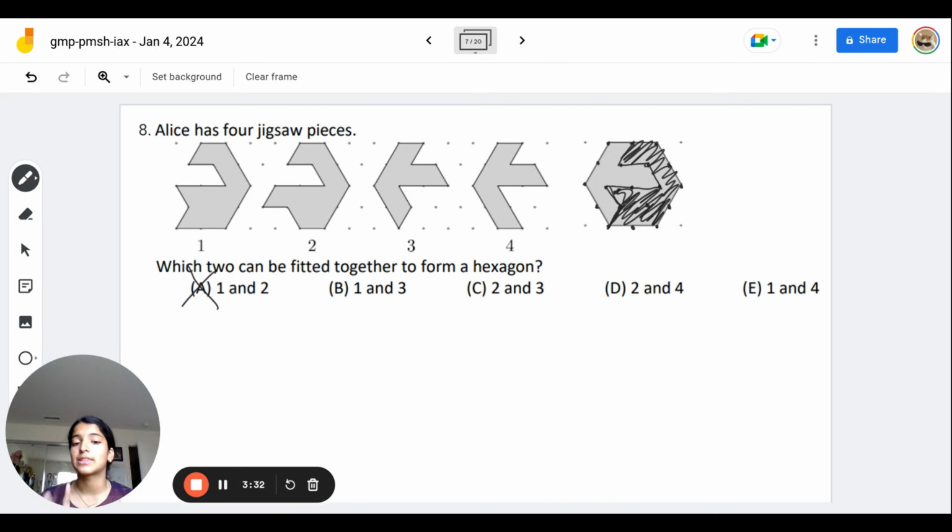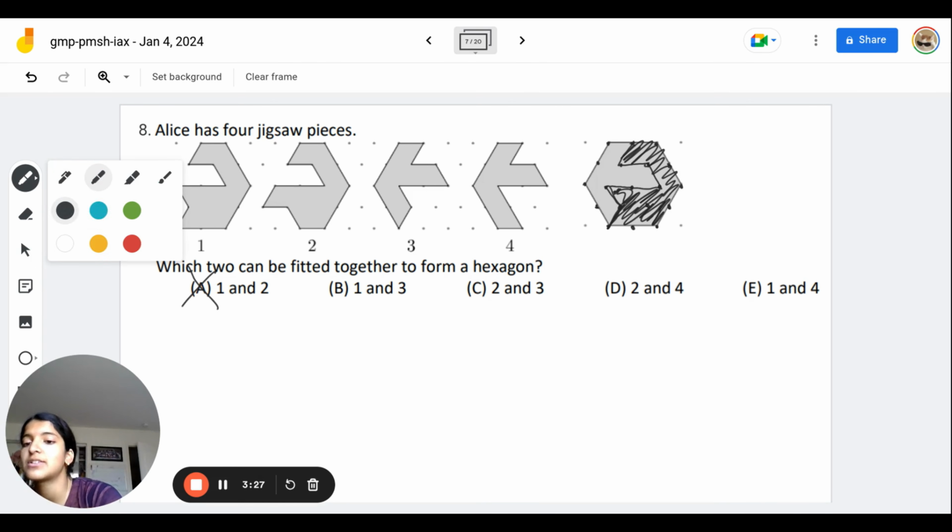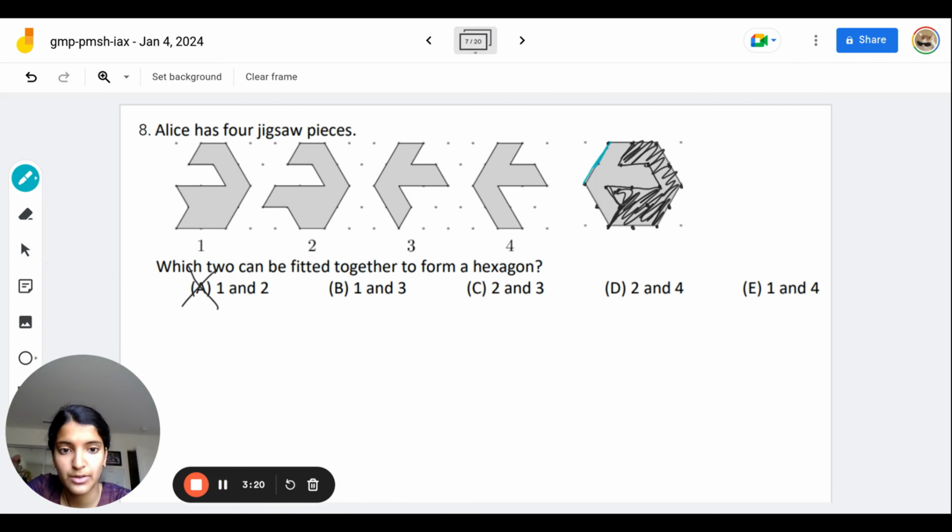And when we look at 3, we can see that 3 basically fits. But let's still draw it in. I'm going to use blue for this one. So we look at 3, and we're going to draw in how 3 would look for this. And 3 fits perfectly with 1. I'm going to color it in too. So we can see that the answer for this question is B, because 1 and 3 fit perfectly together, and it forms a hexagon.